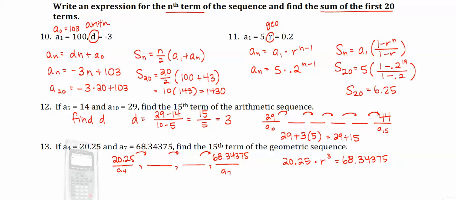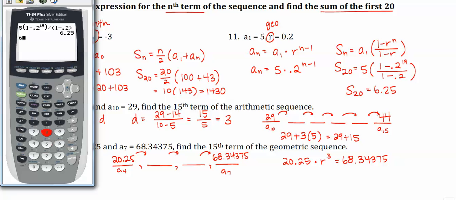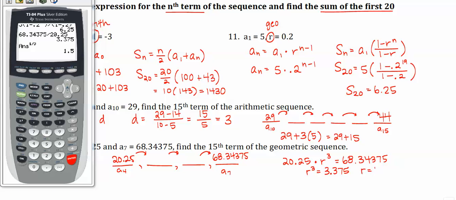So on my calculator, I'm going to divide 68.34375 by 20.25. This should give me r cubed. And r cubed is 3.375. So now when I take the cube root of that, I'm just going to do that to the 1/3, cube root. Hey, that gets me r is 1.5. Okay, so now we know r.